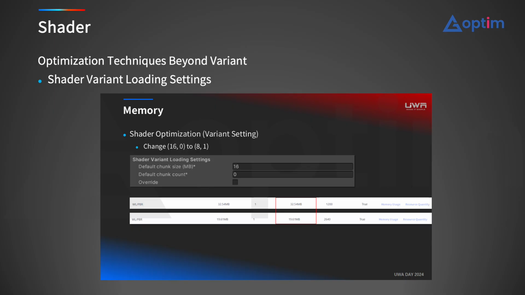After discussing the impact of shader variants, let's briefly mention an optimization tip beyond variants. We may have spent a lot of time reducing variant counts and optimizing shader memory usage, but there is a setting that is very easy to change, yet yields significant benefits. In the shader variant loading settings, the default values are 16 and 0. In our tests, we changed these values to 8 and 1. Some projects have even set them lower. Our testing so far has shown no clear negative side effects, but it does lead to a noticeable reduction in shader memory usage. For example, a PBR shader that originally used 32 MB of memory dropped to nearly 20 MB. The effect is quite significant.